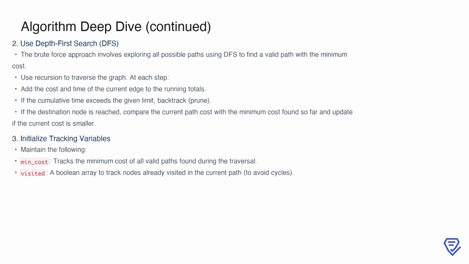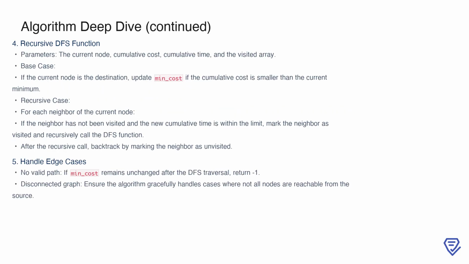When the destination node is reached, the algorithm compares the current path's cost to the smallest cost found so far and updates it if the current cost is lower. To support this process, we initialize key tracking variables: min_cost, which keeps track of the smallest valid cost, and a visited array to ensure that cycles are avoided by marking nodes already traversed in the current path. The core of this approach is the recursive DFS function. This function accepts parameters such as the current node, the cumulative cost and time, and the visited array.